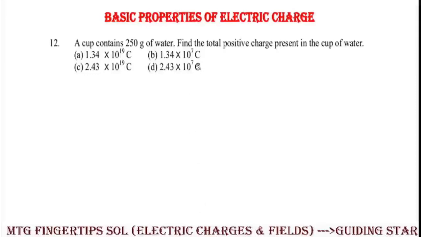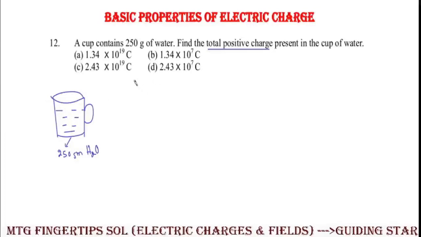Okay, so here in this particular case we will discuss the MCQ questions of properties of electric charge. So question number 12 says a cup contains 250 gram of water. There is a cup which contains 250 gram of water. Find the total positive charge present in the cup of water. It is asking the total positive charge within this 250 gram of water.